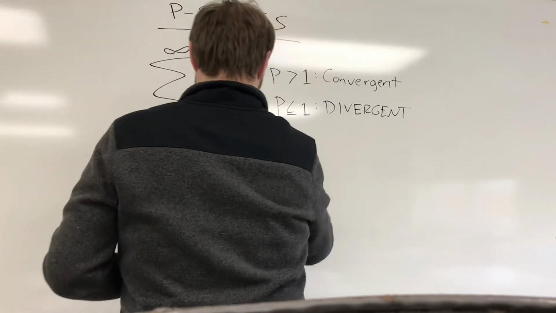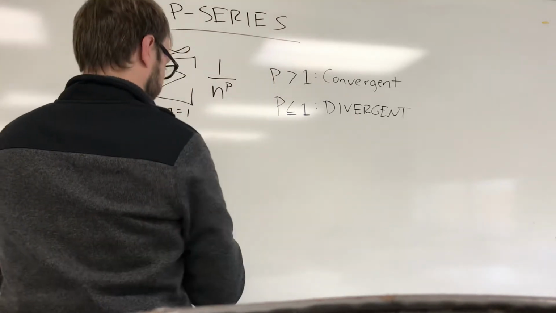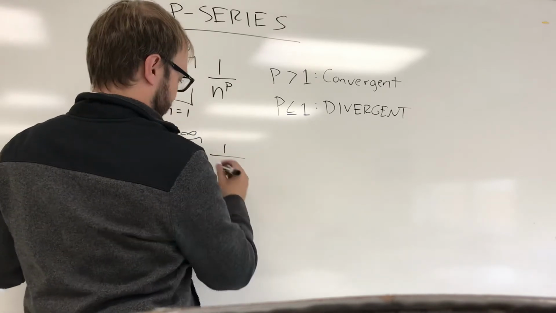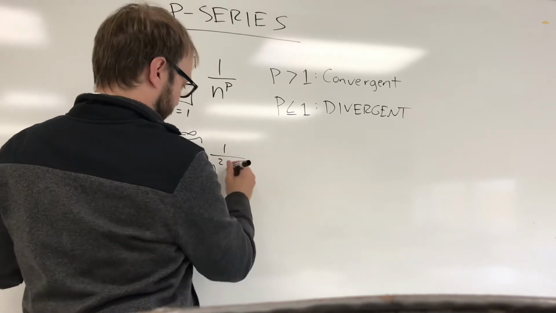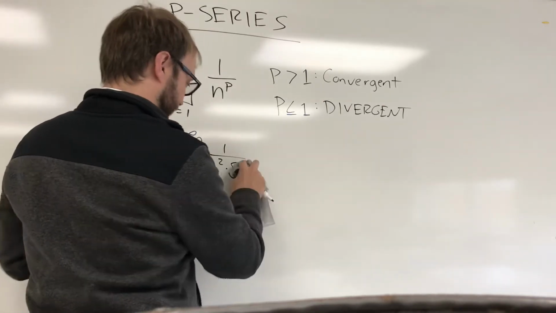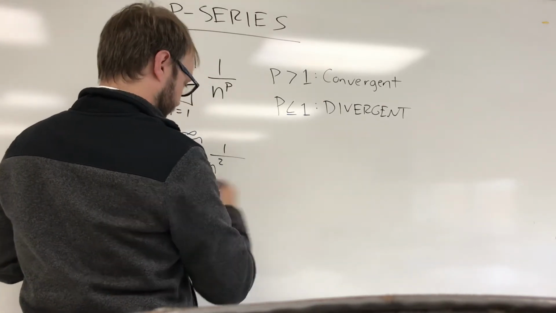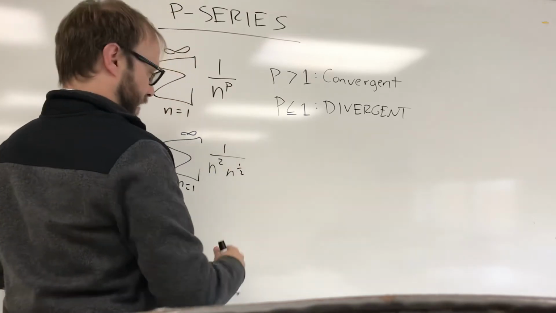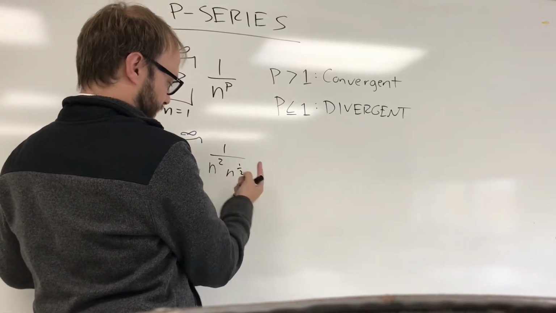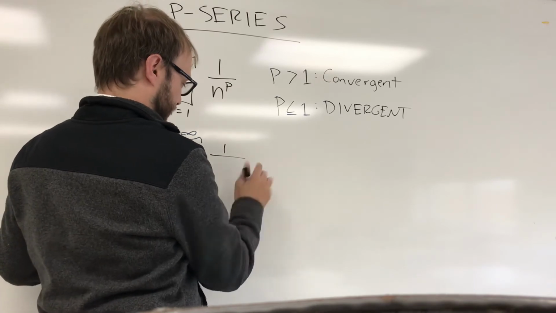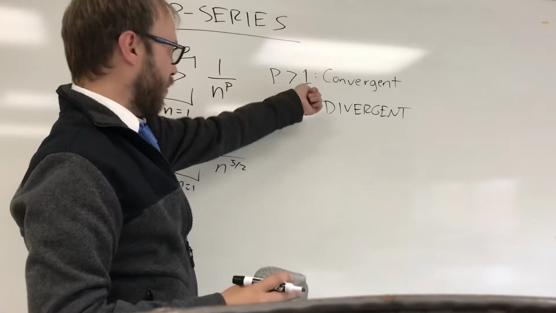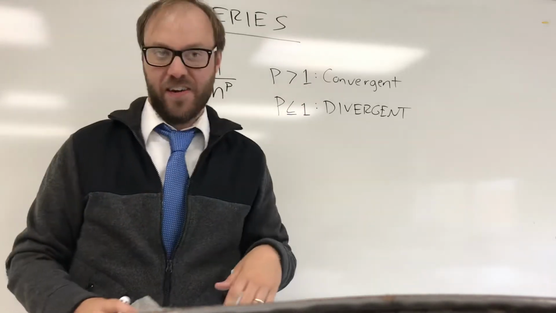Let's see, other things you might see. You might see something like this series, you might have something like n squared times radical n. Of course, that's n to the 1/2 power. That would be the same thing as 1 over, well, that's 2.5 if you add those. That would be the same thing as 1 over n to the 5 halves, okay, that's a p-value greater than 1, so once again, that would be a convergent series, okay?